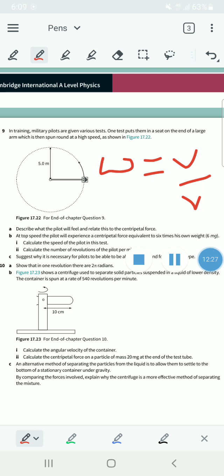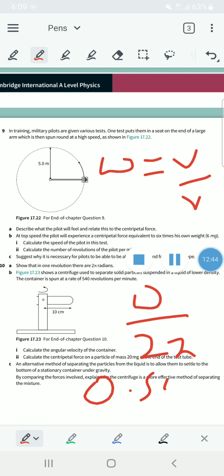Once you get omega, you will have to apply that to find out the revolutions per second. So you divide omega by 2 pi, then you will get 0.54 per second. Then you multiply this by 60 to find out per minute. You will get the answer then.